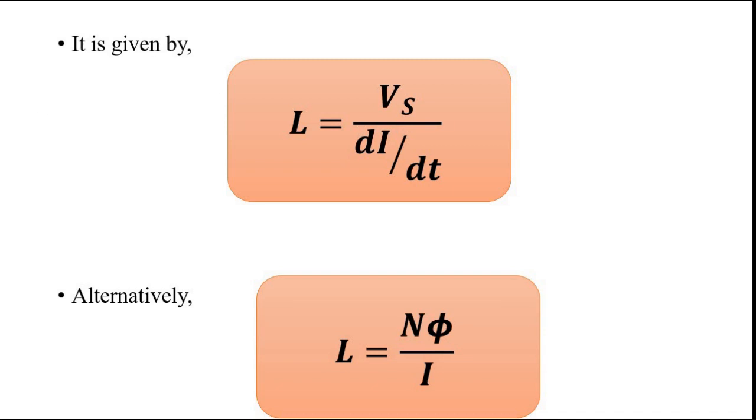So here Vs is the self-induced EMF in the solenoid or inductor. Di by dt is the rate of change of current.